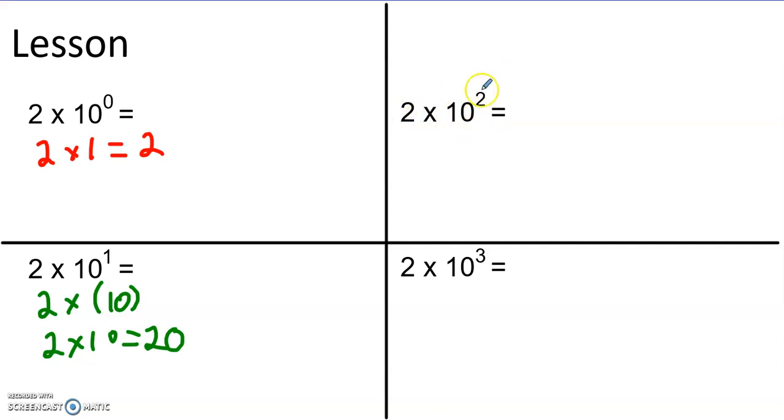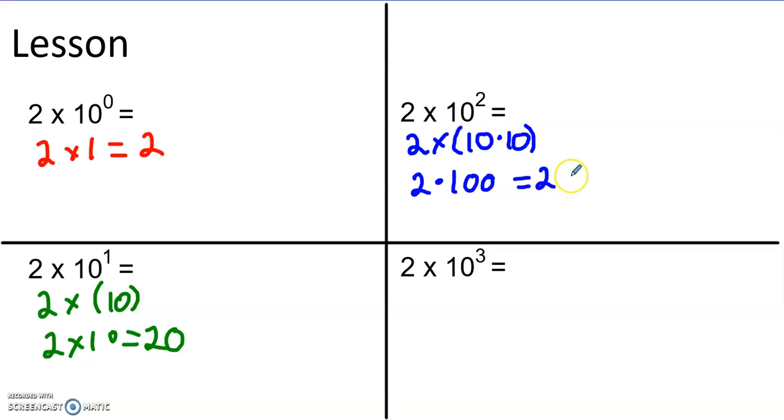Now in this one, we have 10 to the second power. Again, I'm going to copy down the 2 times because that stays constant. I need to solve the exponent first. So 10 to the power of 2, or 10 squared, really means I'm multiplying 10 2 times. So 10 to the power of 2, or 10 squared, equals 10 times 10. And when we solve this, we know 10 times 10 equals 100. So we have 2 times 100, and 2 times 100 equals 200.